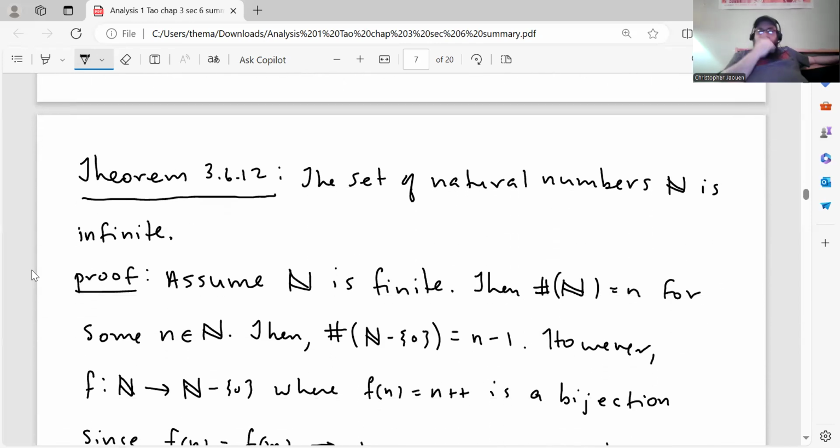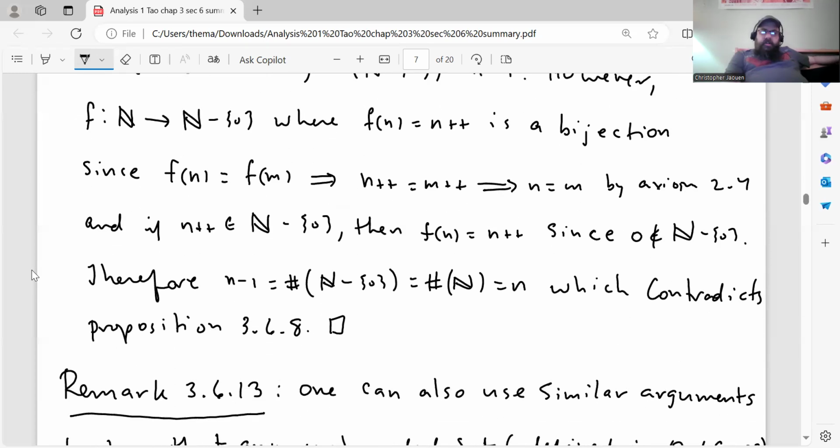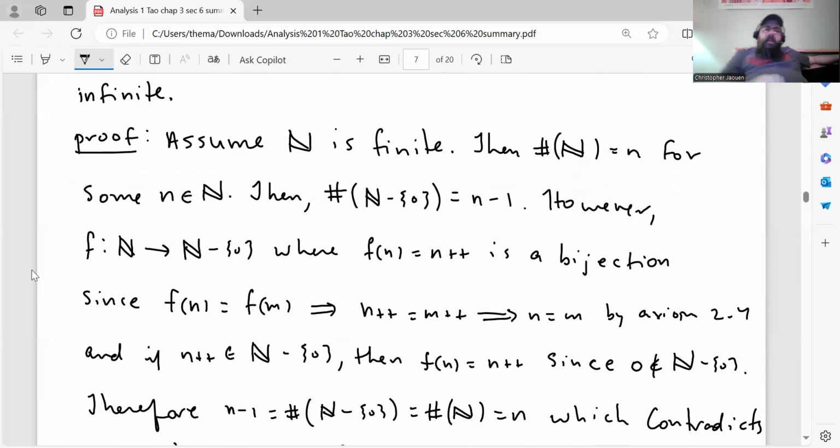Right, then we have a theorem. The set of natural numbers N is infinite. So here's the proof. We can do this by contradiction. Assume N is finite, then the cardinality of N is n for some natural number n.